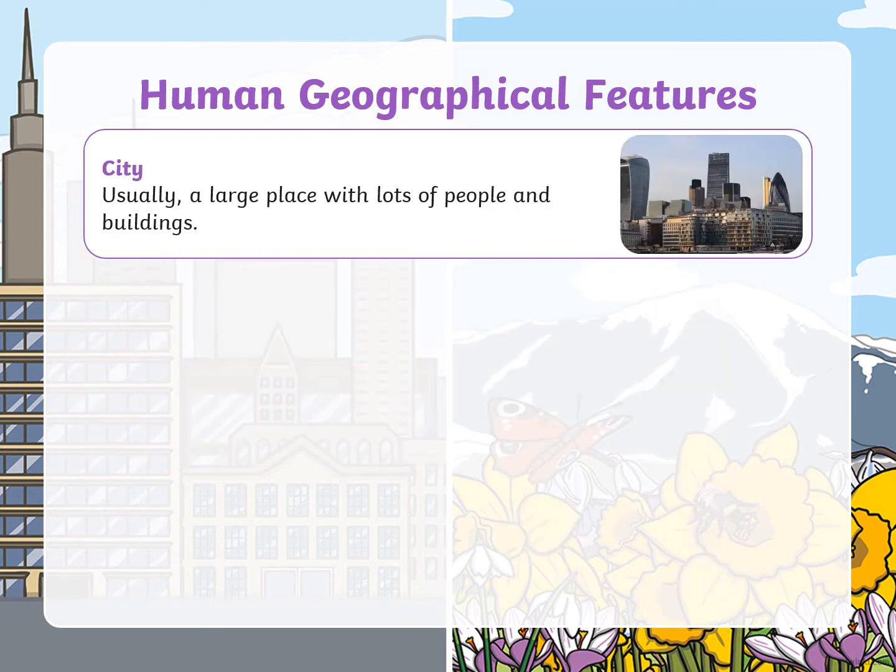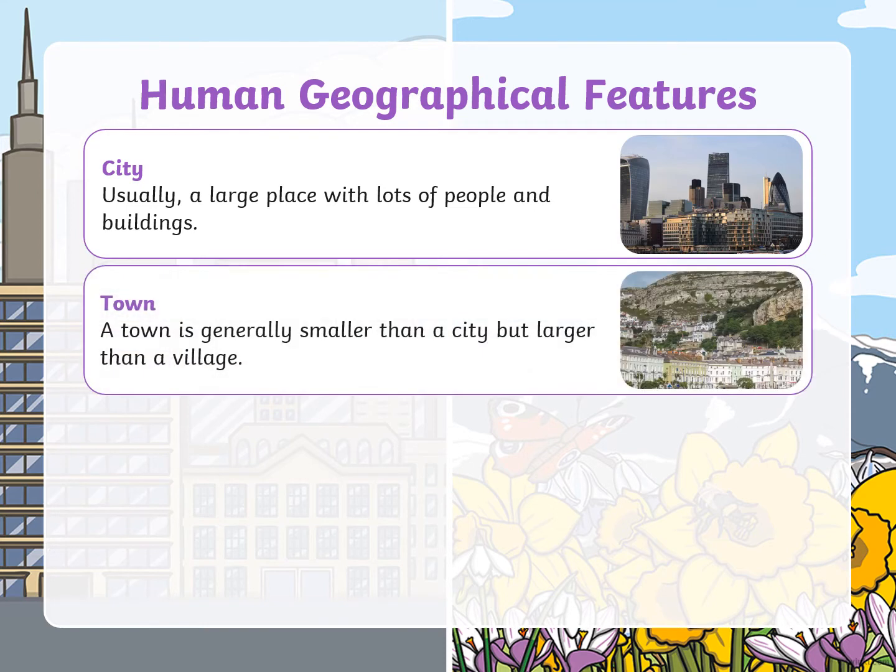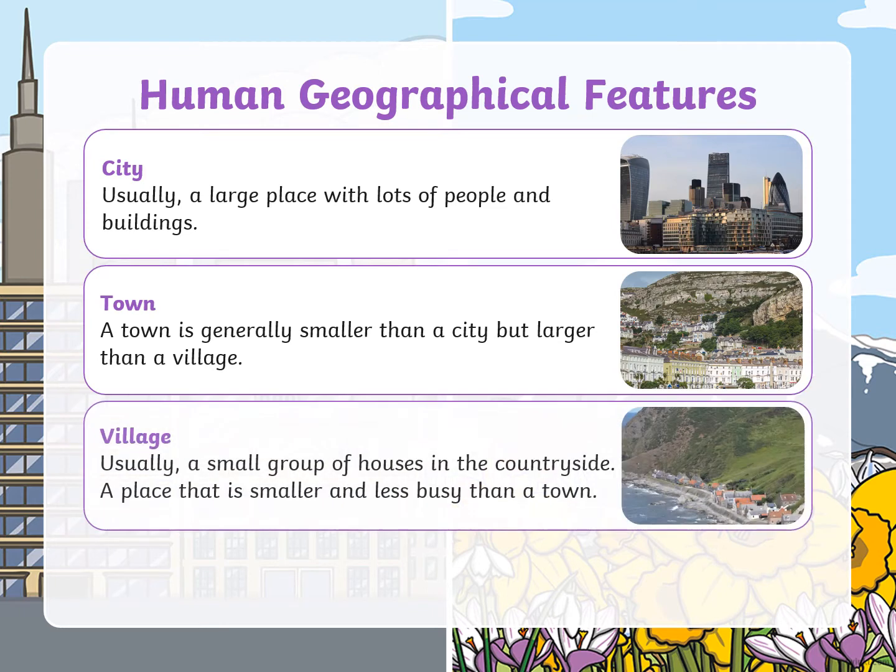A city. A place with lots of people and buildings. You can see that they've all been made by humans. A town, slightly smaller than a city, but larger than a village. A village, similar to East Harling, is a group of houses. But as we can see, all of those things, cities, towns and villages, have all been made by humans. So we would call those human features.